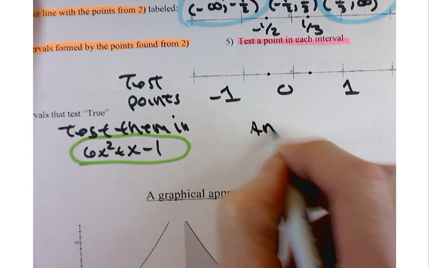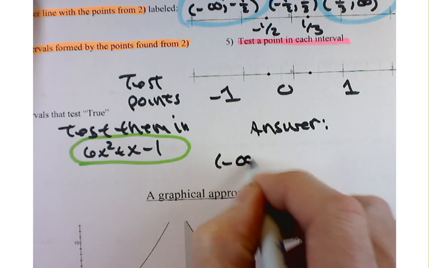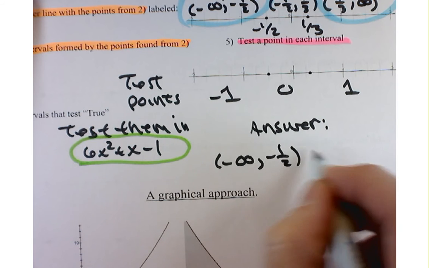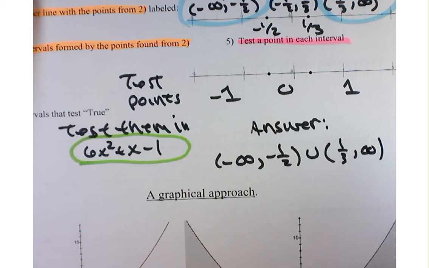So your answer is -infinity to -1/2, union 1/3 to infinity. Nice.